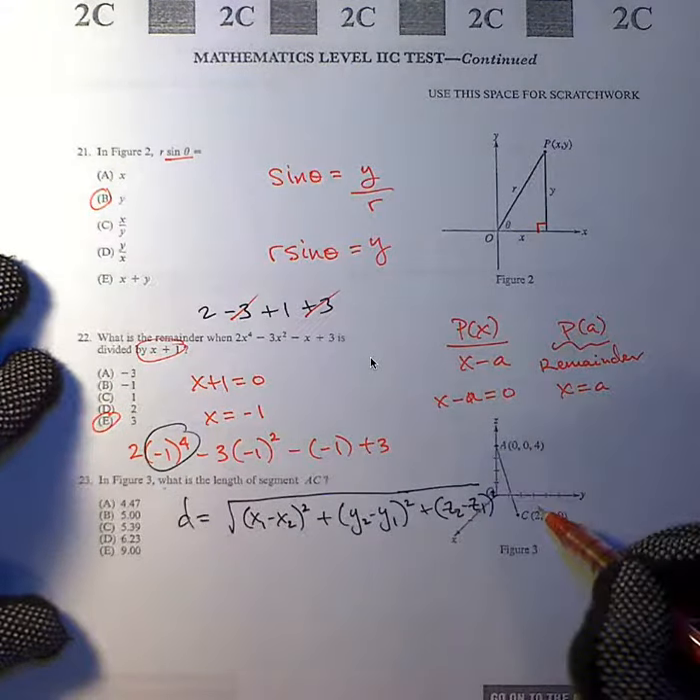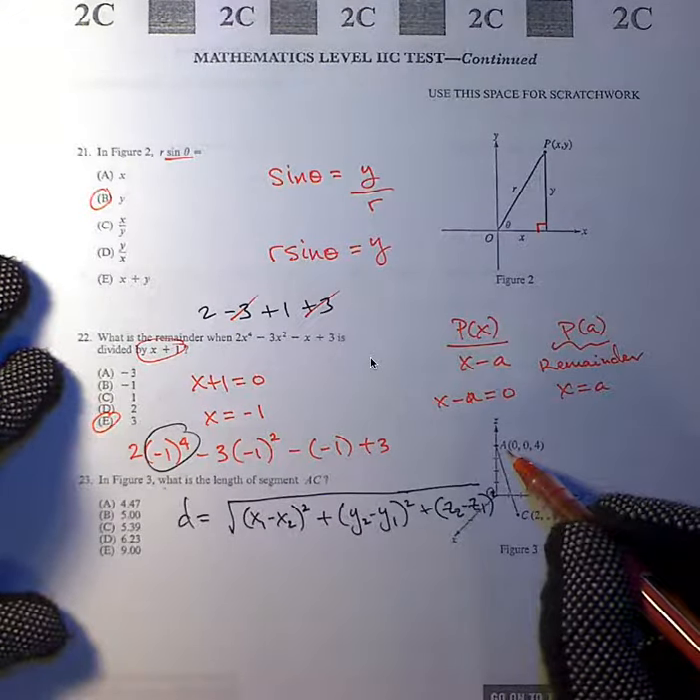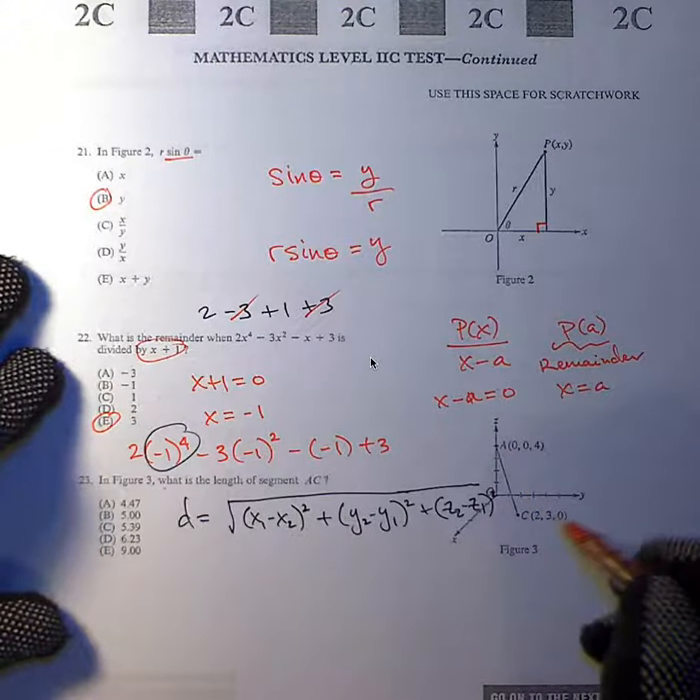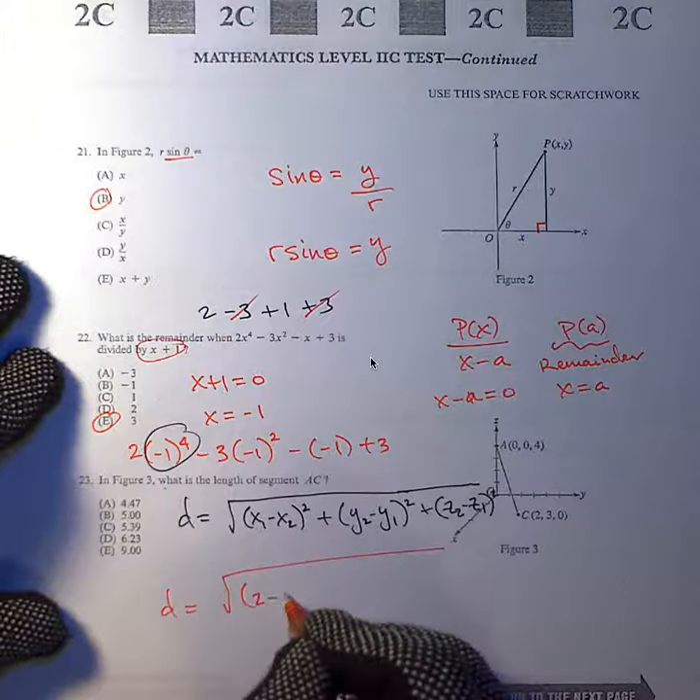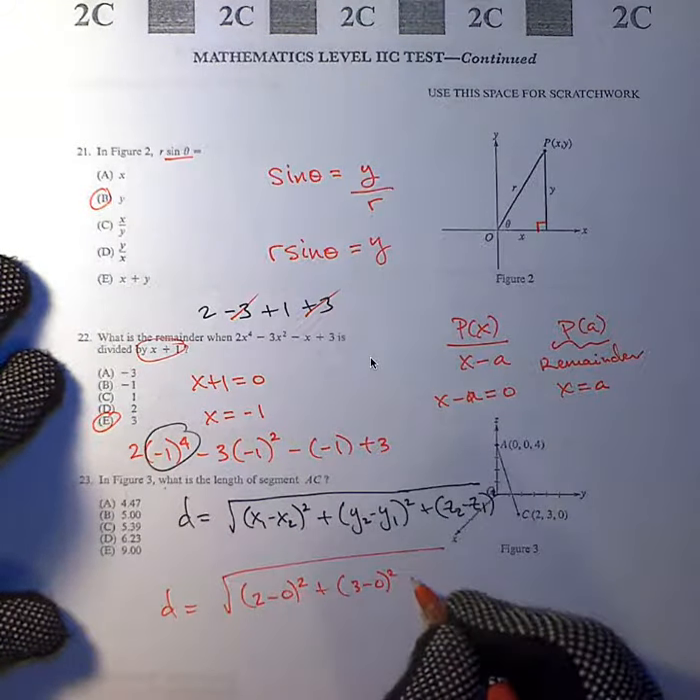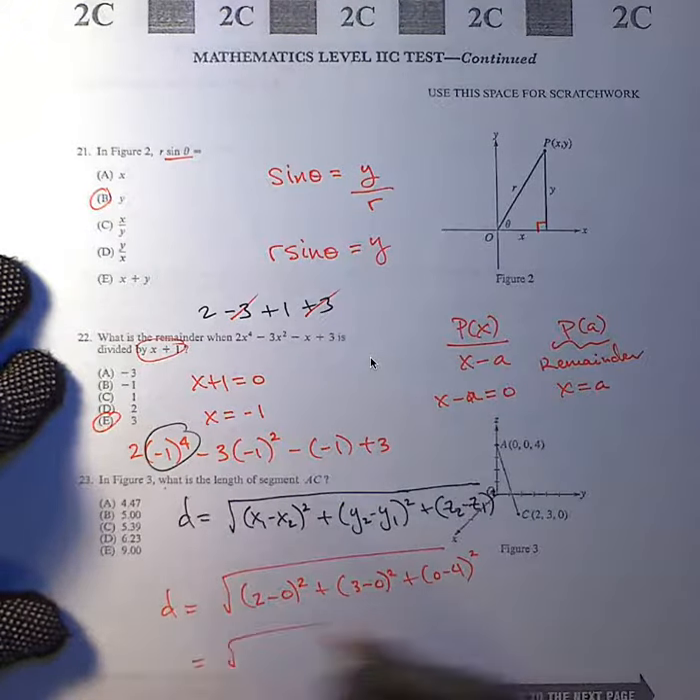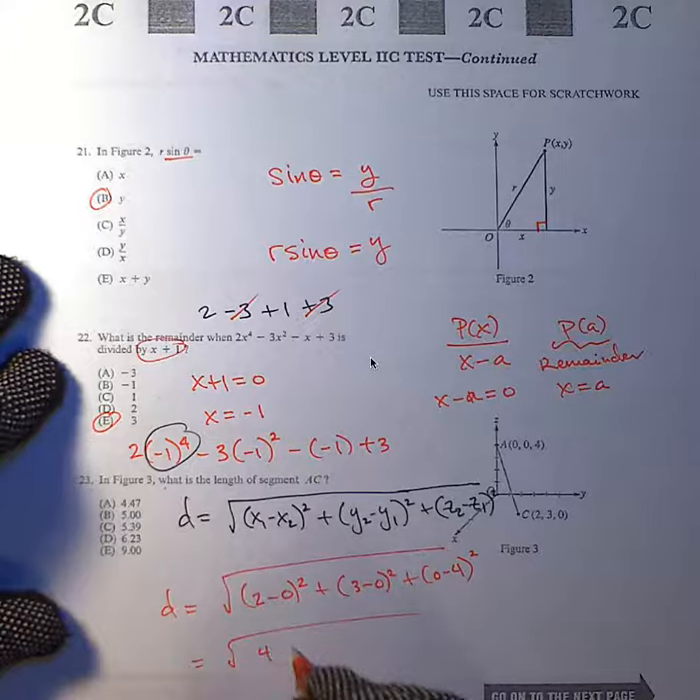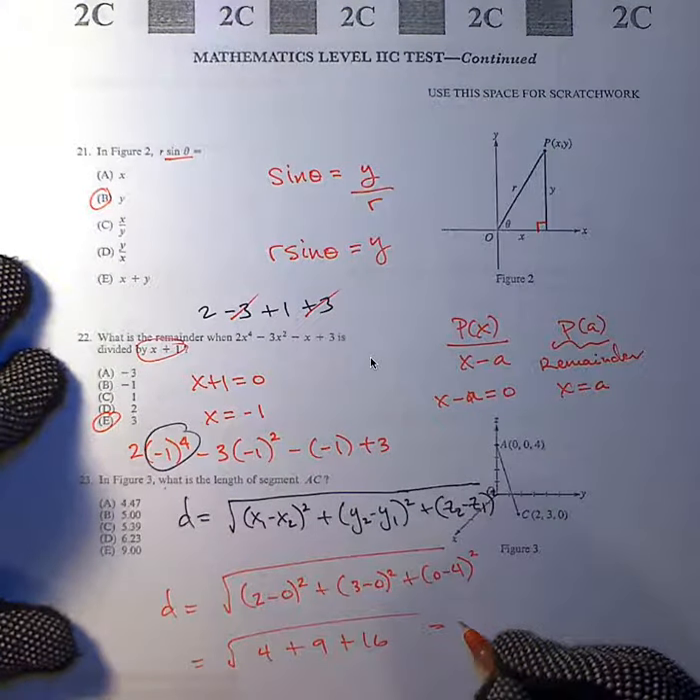But yeah, if we subtract coordinates this way, subtracting the coordinates of A from the coordinates of C, then we'd have D is equal to the square root of 2 minus 0 squared plus 3 minus 0 squared plus 0 minus 4 squared, which is going to be the square root of, what's that, 4 plus 9 plus 16. I know 9 and 16 make 25, plus 4 is going to be the square root of 29.